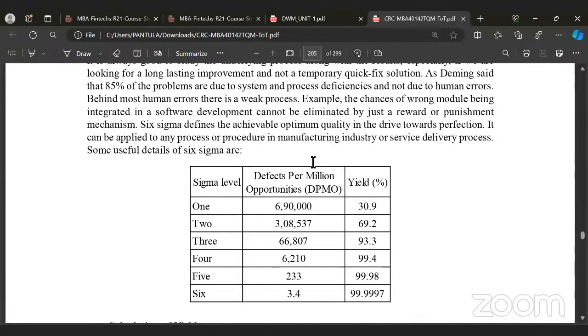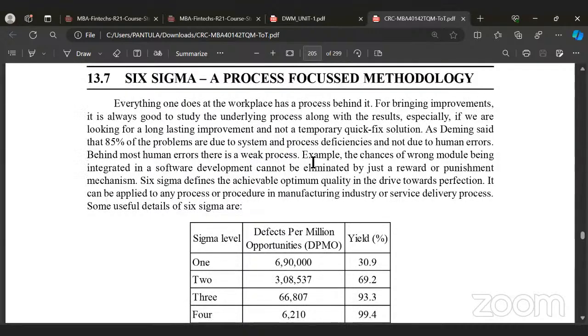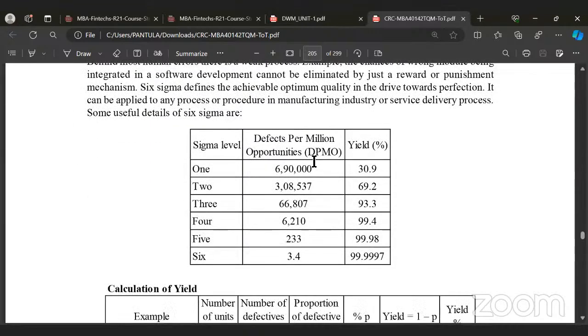Now you can observe the process. DPMO, right? Earlier we discussed DPMO, defects per unit. So you can see here, sigma level 1. If you find 1 million defects, that is called 1 million per million. So it's 30%. And if you find 3 lakhs, 69%.